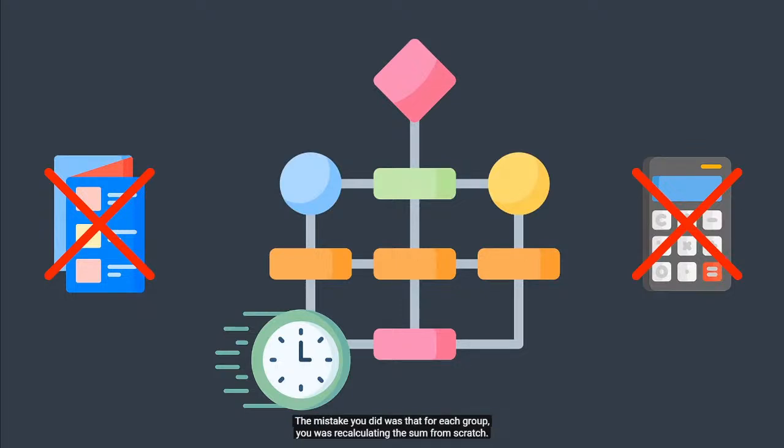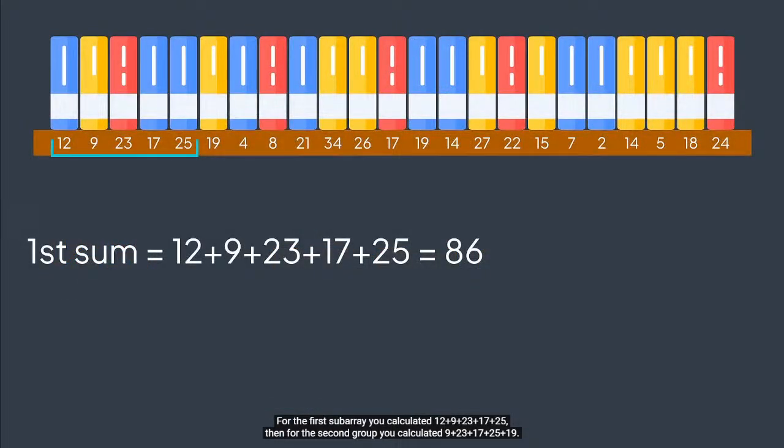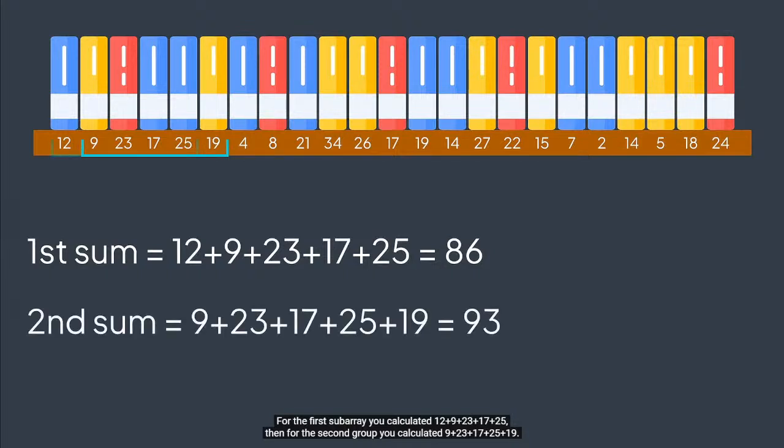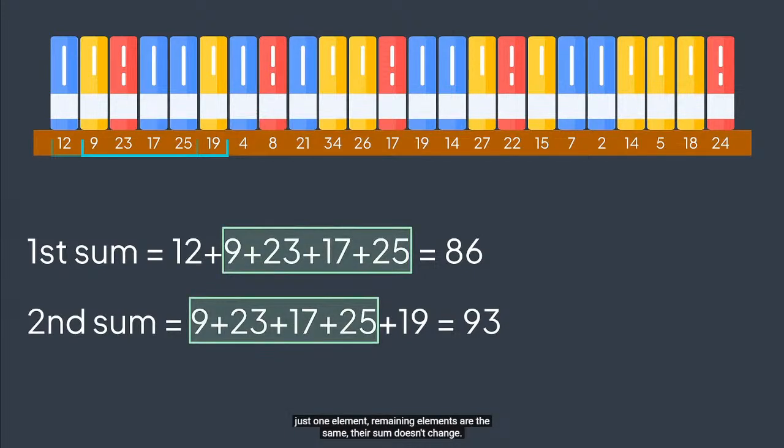The mistake you made was that for each group, you were recalculating the sum from scratch. For the first subarray, you calculated 12 plus 9 plus 23 plus 17 plus 25. Then for the second group, you calculated 9 plus 23 plus 17 plus 25 plus 19. While the other person noticed that the difference between the first and the second group is just one element. The remaining elements are the same.